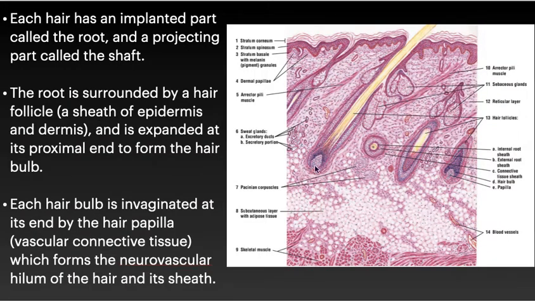Each hair has an implanted part called the root and a projected part called the shaft. The root, furthermore, is surrounded by the hair follicle, that is the sheath of epidermis and the dermis, and expanded at the proximal end to form the bulb. This part is called the bulb.